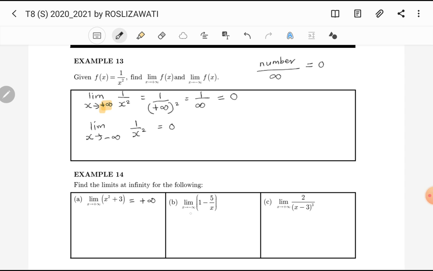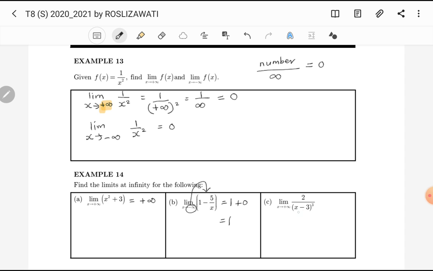Next, we have limit 1 minus 5 over x. So now, we substitute negative infinity into the function. So, we will get 1, the number, minus 5 over negative infinity. So, dia akan jadi 1 plus 5 over infinity. So belakang ni akan jadi plus 0. And the answer is 1.